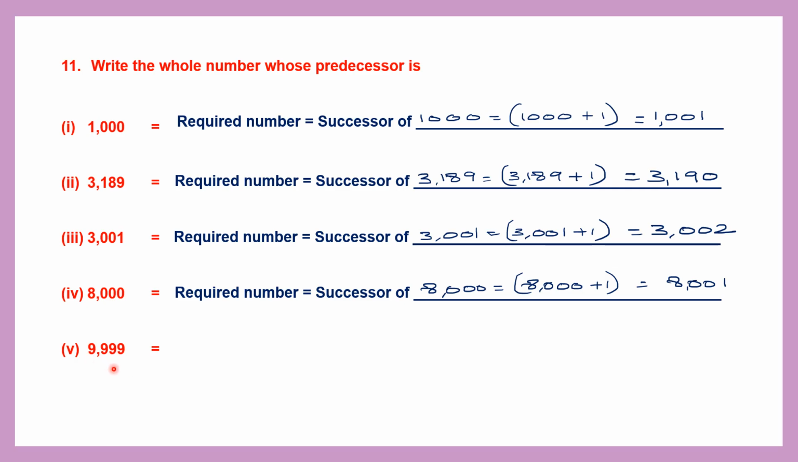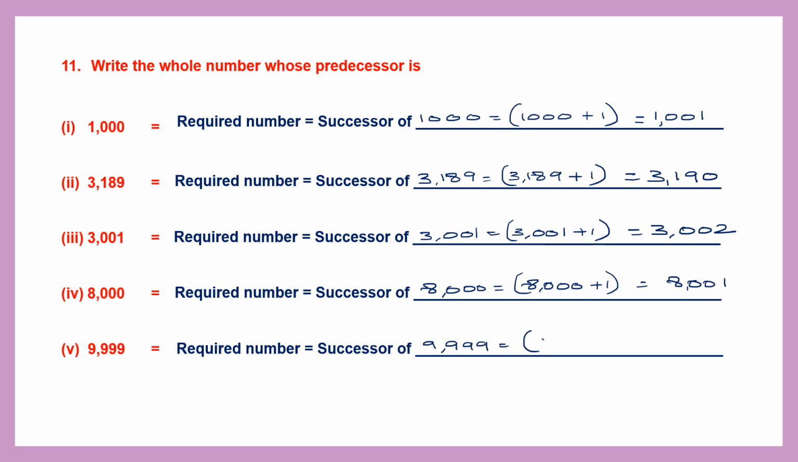Next one, we have 9,999. This is the predecessor of a number. So which number is that? That number will be the successor of 9,999. So that is adding 1 to this number. So let's do the actual addition. 9,999 plus 1. 9 plus 1 is 10. We carry 1. 9 plus 1, 10. Carry 1. 9 plus 1, 10. Carry 1. 9 plus 1, 10. So 10,000. So the number 10,000 will give us the predecessor 9,999. So this is how you answer a question like this.